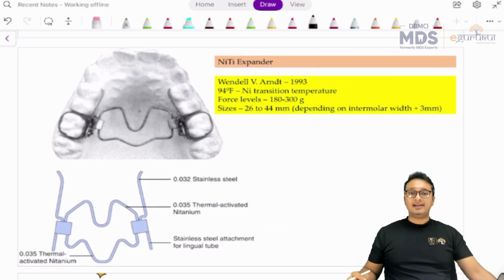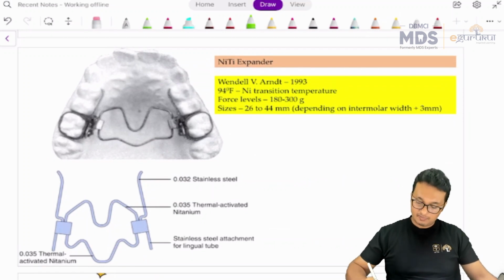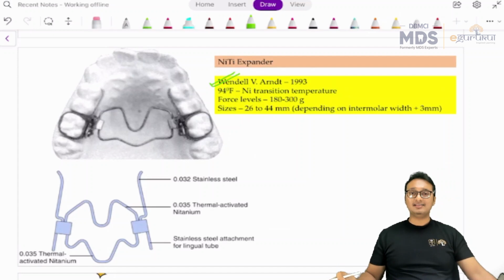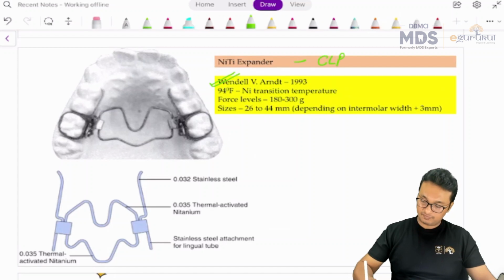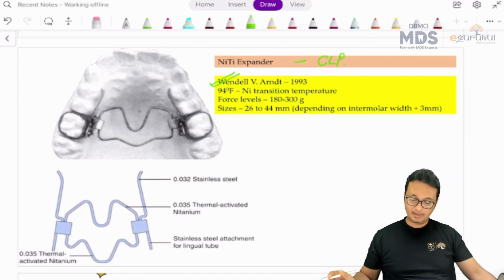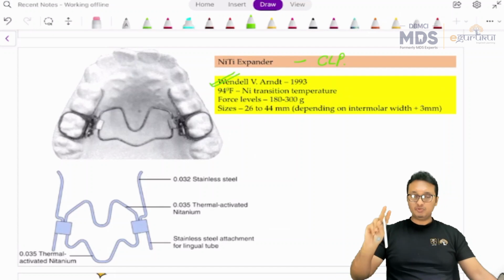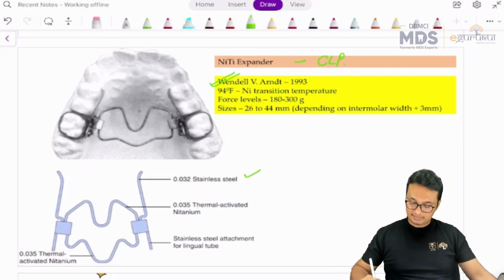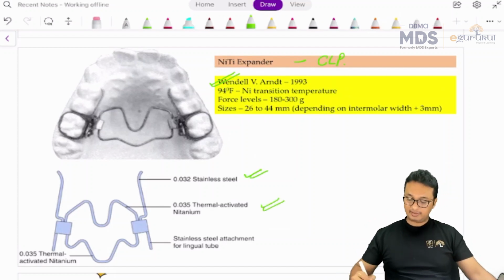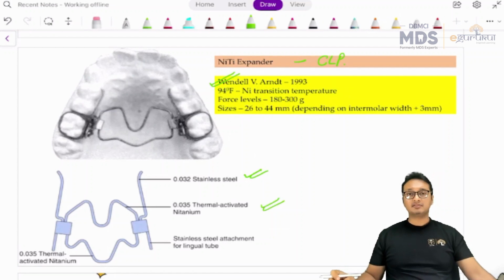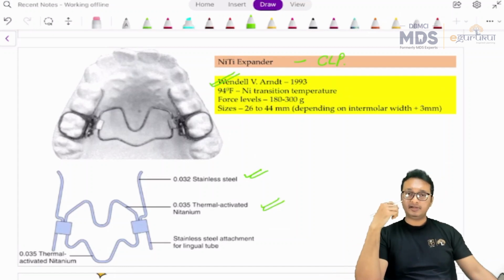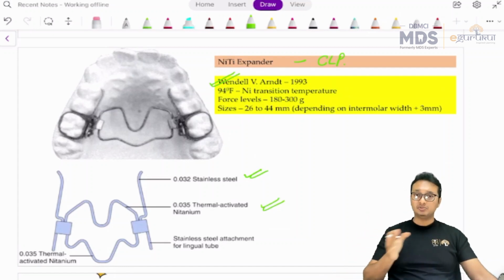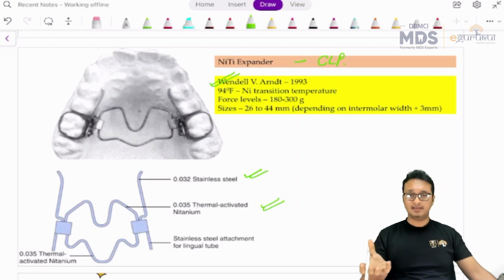Another expander called NiTi expander, which was introduced by Wendell V. Arndt in the year 1993. So this expander is specifically used in cleft lip and cleft palate patients. It is made up of two different materials. One is stainless steel and another is thermal activated titanium. Thermal activated means copper NiTi wire. That means whenever this appliance is inserted into the patient's mouth, it has to be first cooled on a cool glass surface, on a cool glass slab, or it has to be refrigerated for some time.